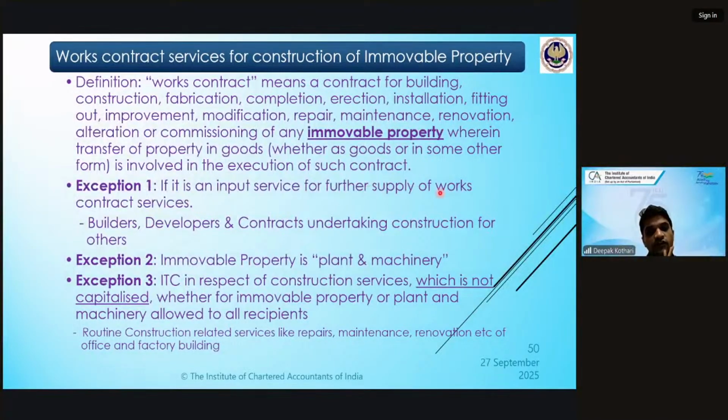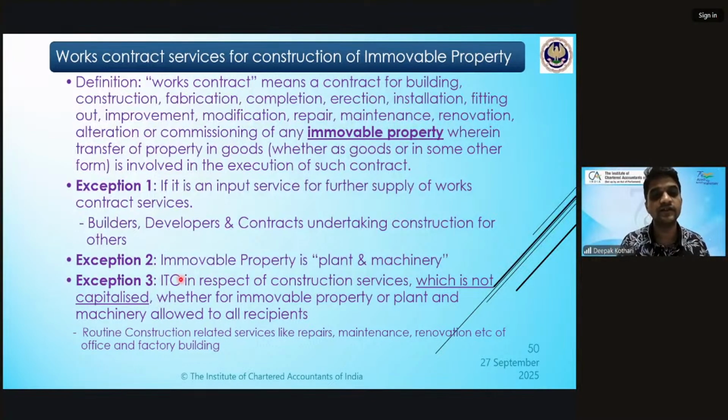If it is an input service for further supply of works contract services, so generally works contract जब हम लेते हैं GST नहीं मिलेगा. Okay, but if it is an input for further supply of works contract, then I'll get the credit. That is when I'm a builder or a developer, I'm doing commercial construction, okay, and I'm subcontracting my work, then I can claim the credit. Okay, so a builder or developer can claim the credit if he is not restricted. Like for residential construction, there is a restriction, so he can't claim a credit. For commercial complex, for commercial building, if he's doing any construction, then he can claim the credit.